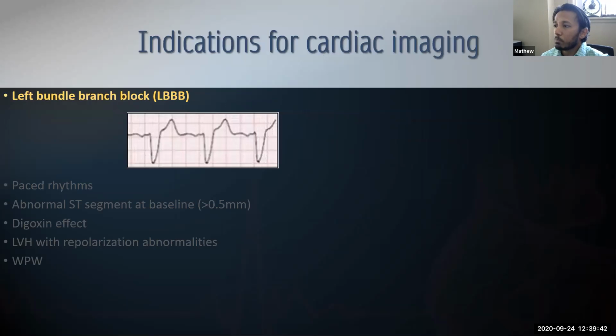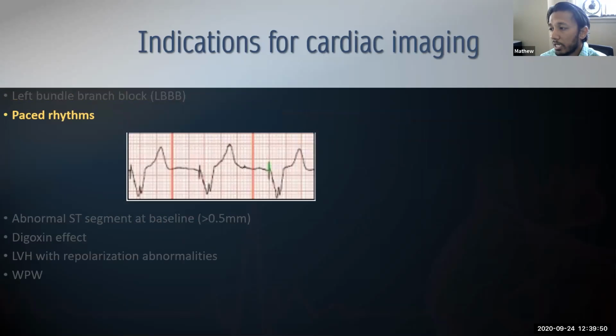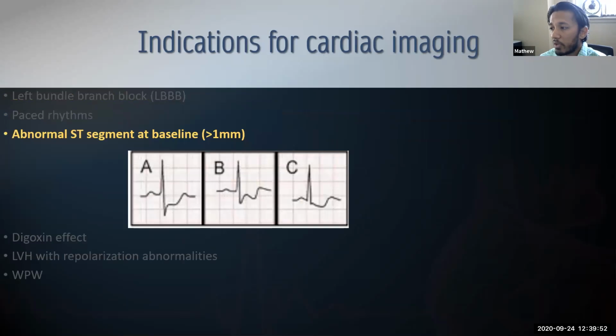Okay. So these are things where you would want to do imaging. These are the contraindications for the EKG. If they have a left bundle branch block, if there's clearly a paced rhythm, if they have an abnormal ST segment at baseline, it has to be greater than or equal to 1 millimeter.